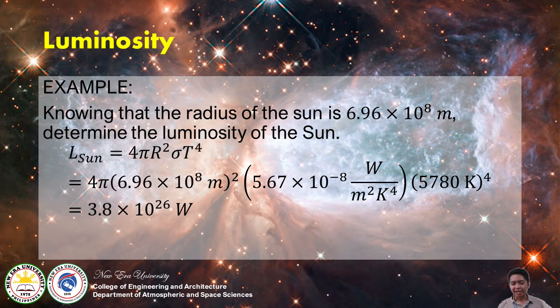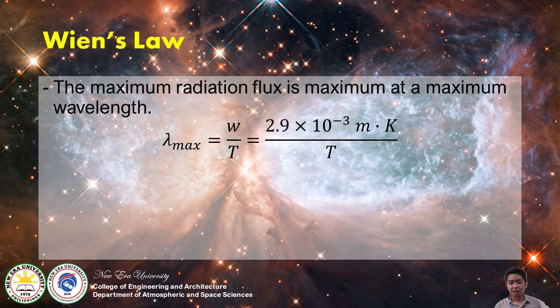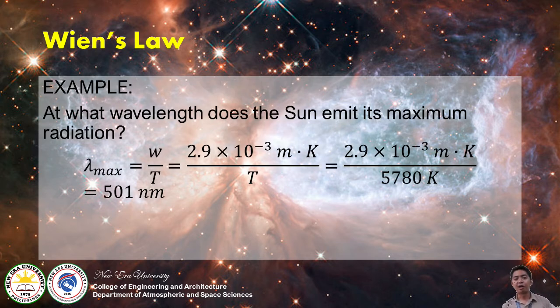Now, in another case, we discussed Wien's law. So what is Wien's law? The radiation flux is maximum at a maximum wavelength. By that, we can get the maximum wavelength, which is equal to W over the temperature, where W is Wien's constant, which is equivalent to 2.9 times 10 raised to negative 3 meter kelvin. So it is a simple equation. For example, our sun again. We know that the sun's temperature is 5,780 kelvins.